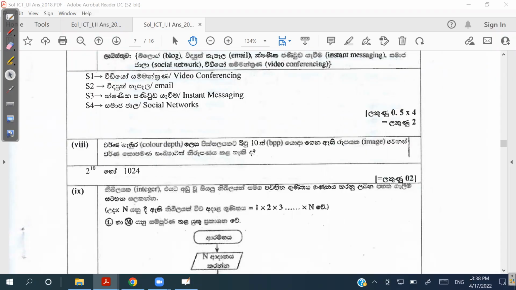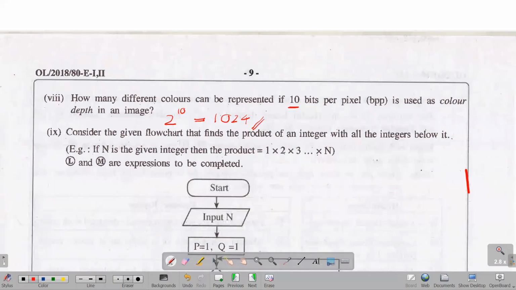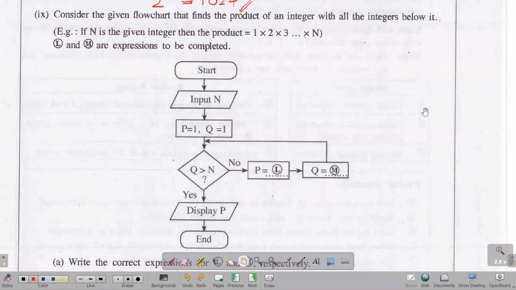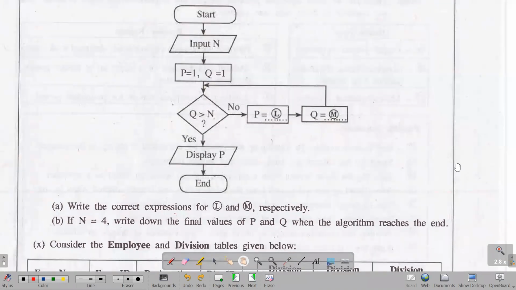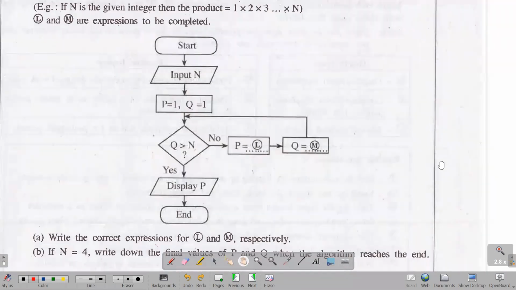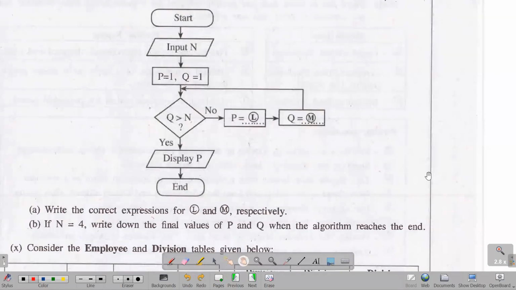Right, so part 9 is about the flowchart. It says, consider the given flowchart that finds the product of an integer with all the integers below it. If n is a given integer, then the product 1 into 2 into 3 into n is going to give us the answer. What they are asking is, write the correct expression for L and M. And later, if n equals 4, write down the final values of P and Q when the algorithm reaches the end.